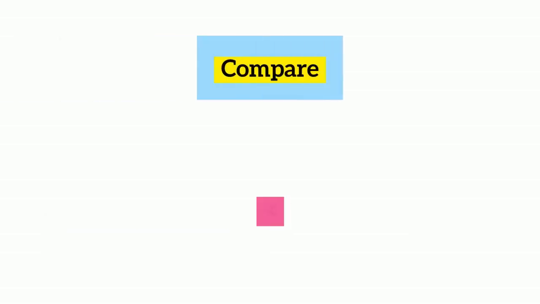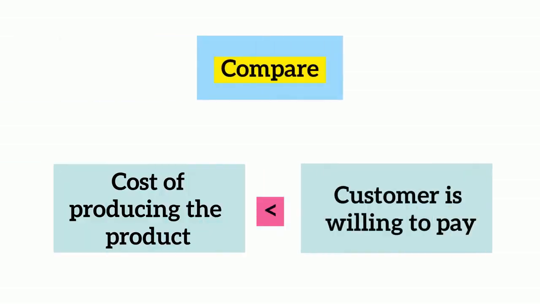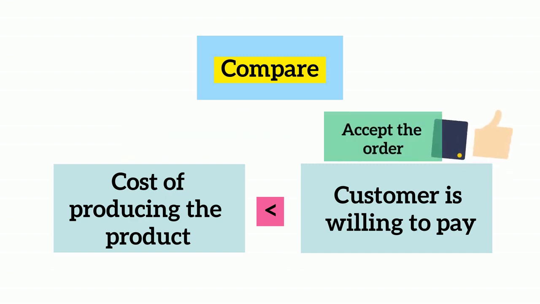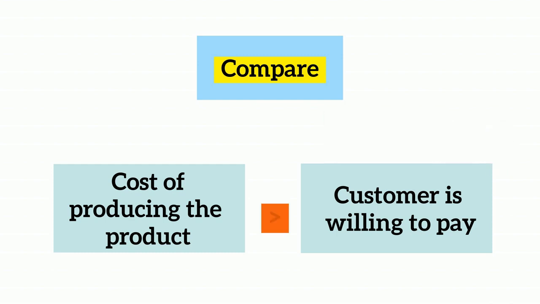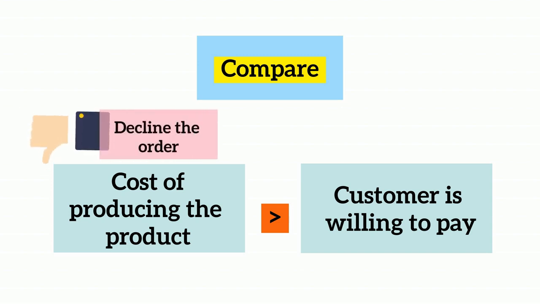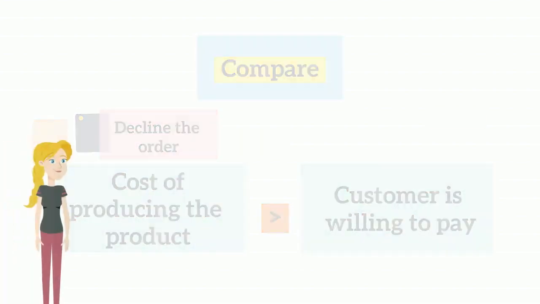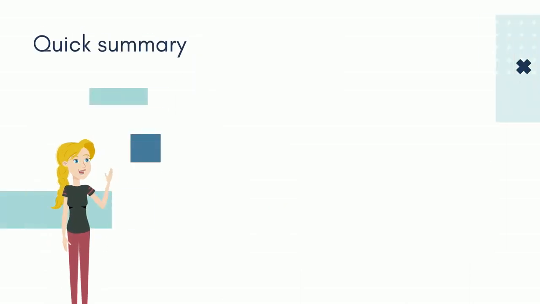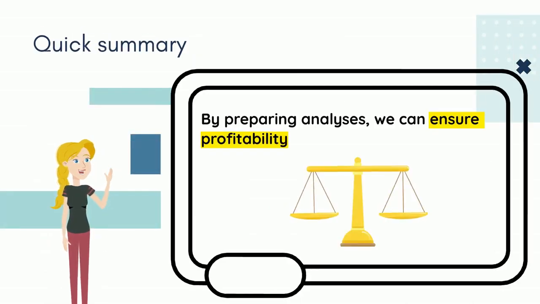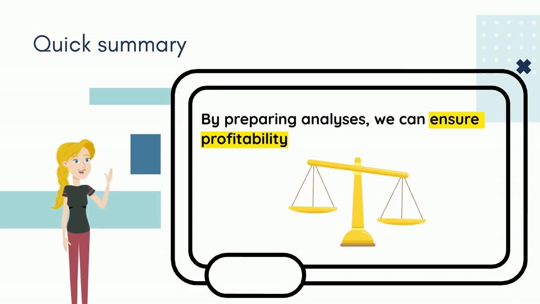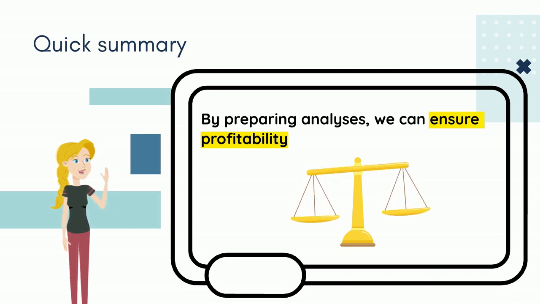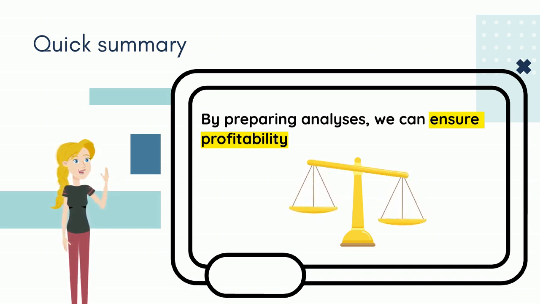If the cost of producing the product is lower than the price the customer is willing to pay, accepting the special order makes sense. However, if the cost of producing the product is higher than the price the customer is willing to pay, it may not be profitable to accept the order. By preparing a make or buy analysis and a special order analysis, you can make informed decisions about how to run your business and ensure profitability.